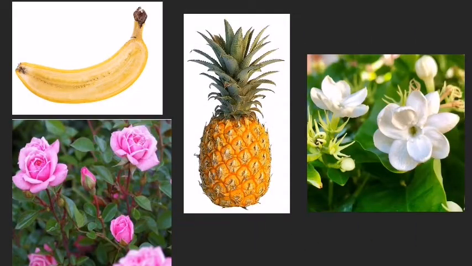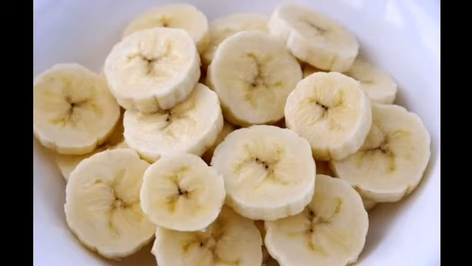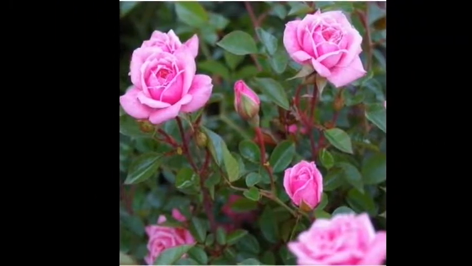For example, banana, rose, pineapple, jasmine, etc. In case of banana, if we observe the fruits, we can see small black colored structures as seeds, but they are not fertile seeds. New plants cannot be produced from these seeds.